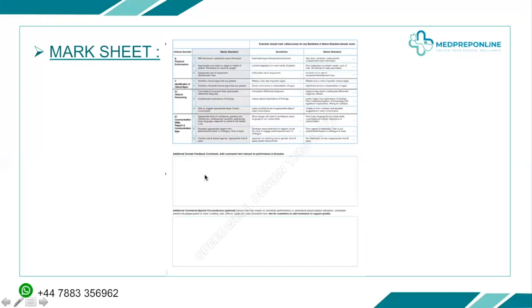Here in the end, there are some comments of the examiner. If you have made any mistakes, they will write them here. If you have done well, they will write well done. And you will be getting the mark sheets after your exam, the feedback of the exam. After the result, maybe day one or two, you will get the detailed mark sheet in which they mention everything. So unfortunately, if anyone does not pass, they can know at what point they made the mistake.